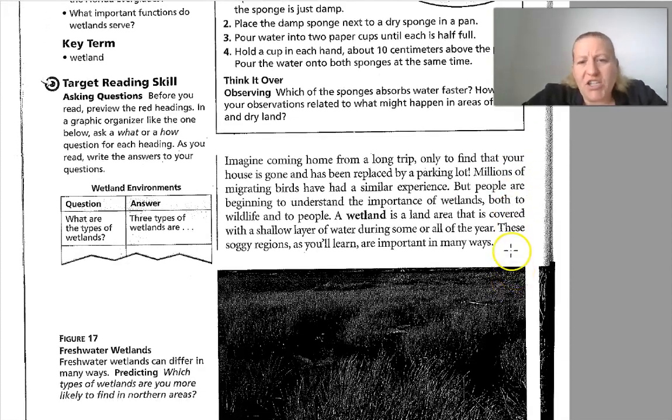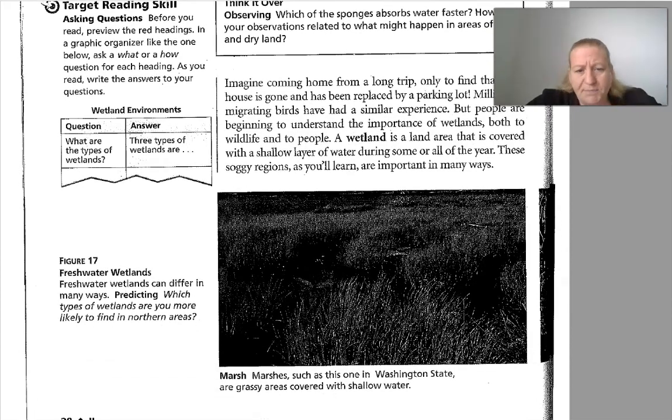Okay, imagine you're coming home from a long trip only to find that your house is gone and has been replaced by a parking lot. Millions of migrating birds have had similar experiences, but people are beginning to understand the importance of wetlands both to wildlife and to people. A wetland is a land area that is covered with a shallow layer of water during some or all of the year. These soggy regions, as you will learn, are important in many ways.